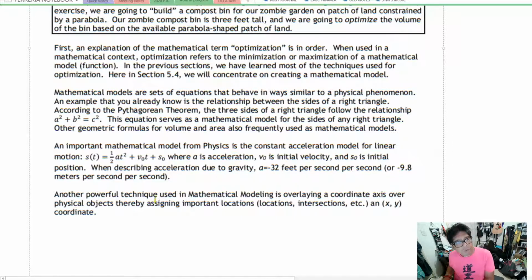One more thing here. Another powerful technique used in mathematical modeling would be to overlay a coordinate axis on those physical objects and then assign those important locations an x and y coordinate. This is kind of why we learn how to graph things, because we're going to use those graphs as our mathematical models.